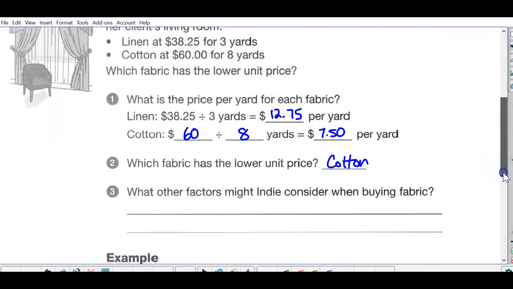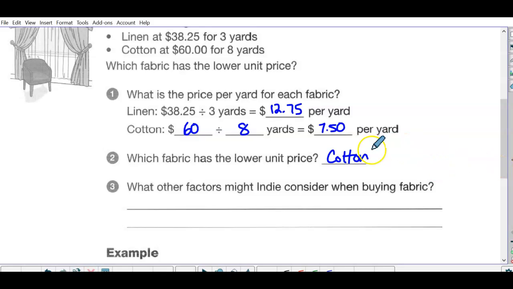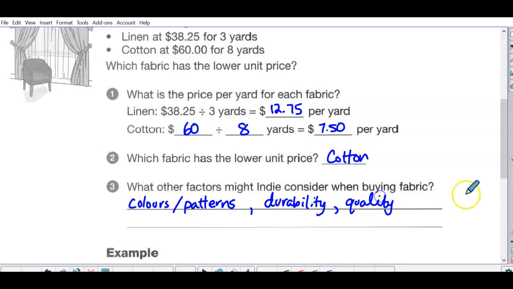Then it says, what other factors might Indy consider when buying fabric? Well, then you have to figure in basically the colors available, patterns available. The linen is more expensive, but maybe it's the correct color or the correct patterns. And also the durability. Linen often lasts longer. So durability, quality, those are things that you would look at.